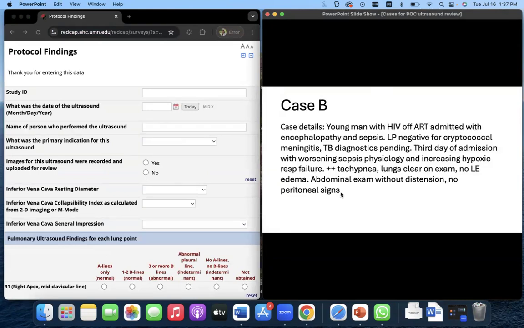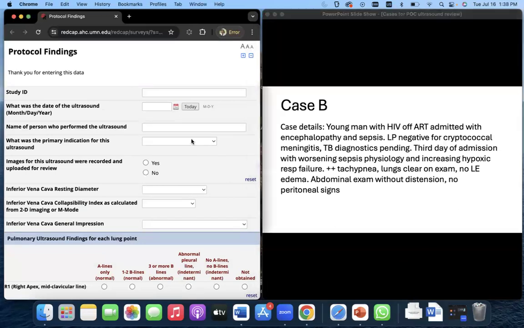So for our second case, we have a young man with HIV off ART admitted with encephalopathy and sepsis. His lumbar puncture was negative for cryptococcal meningitis, and his TB diagnostics are pending. On the third day of his admission, he had worsening sepsis physiology and increasing hypoxic respiratory failure with tachypnea. His lungs were clear on exam, and he had no lower extremity edema. His abdominal exam had no distension or peritoneal signs.